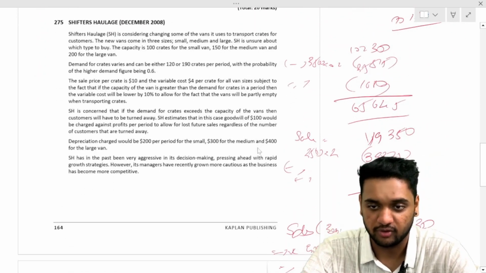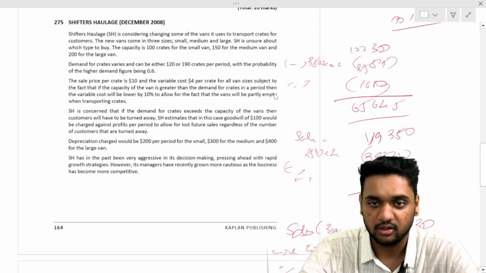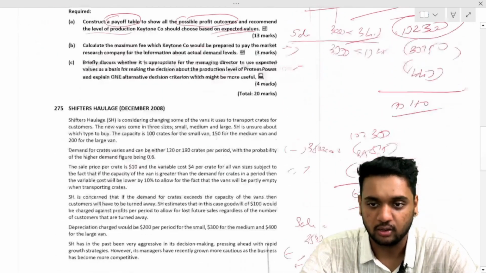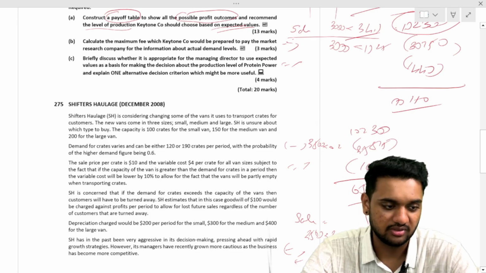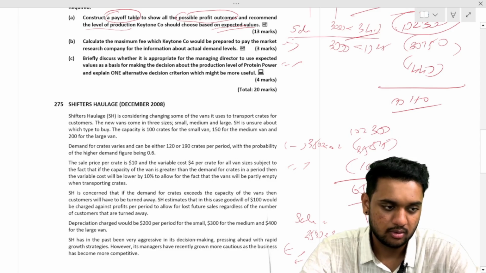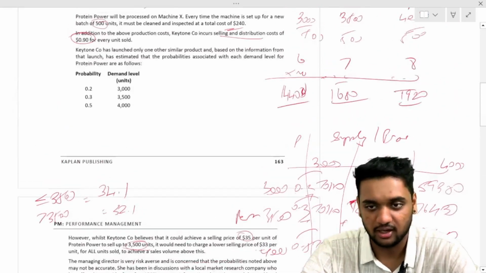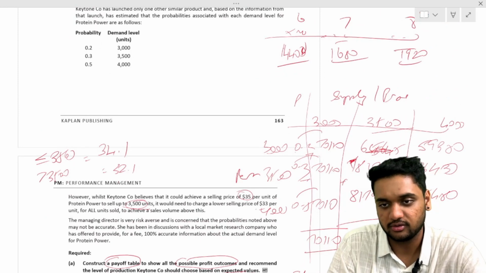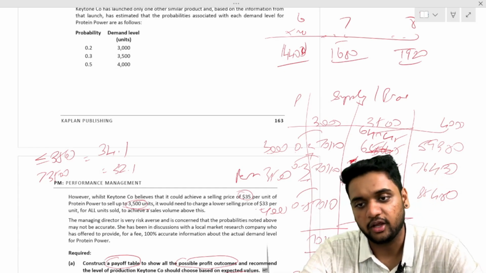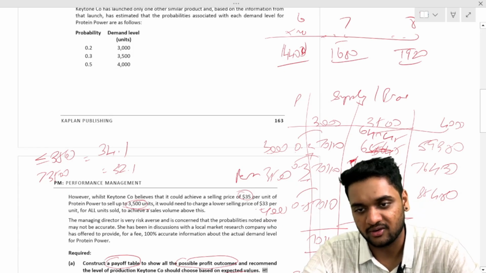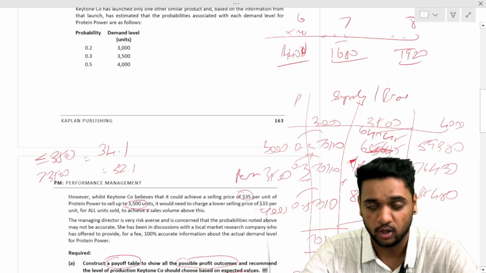64,745. They got 64,745. What mistake did we do? 1,02,300 minus variable cost, which is 3,500 into 10.25, minus 1,680. It was a calculation mistake. 64,745. Tell me what you are getting. 0.2 into 64,745, 0.3 into 81,795, 0.5 into 81,795. What are you getting?